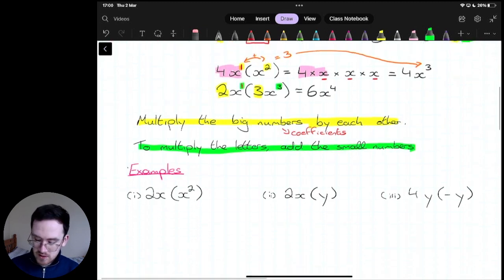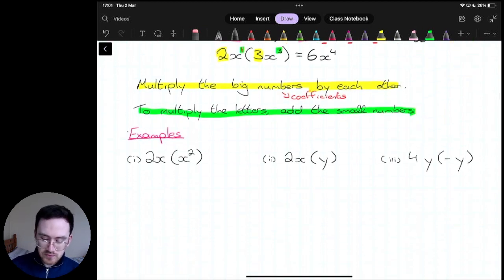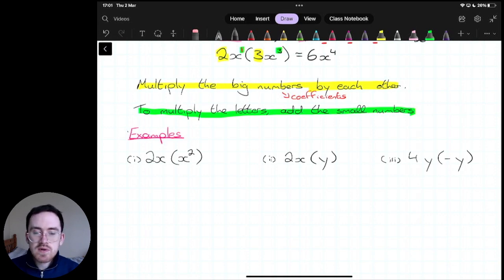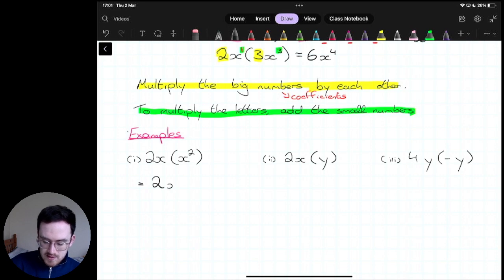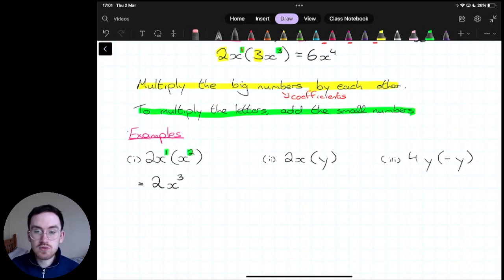Let's try and apply that to a few more questions. So 2x multiplied by x squared. Well, we said we multiply the big numbers, but we should get into the habit of, if we see one like this, where it's just x squared, we know that that's a 1 in front of it. So all that's going to happen is that my answer is still just going to be 2. In terms of the x then, we remember that this has a little 1 up here, and we add those two numbers together to tell me that this is going to become x cubed.